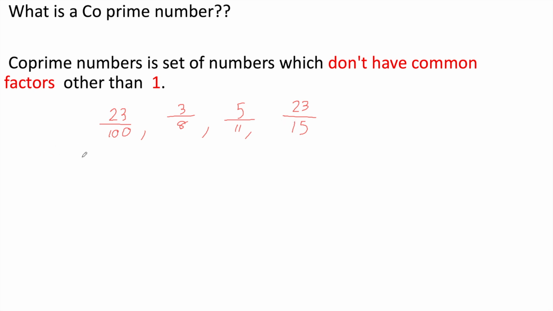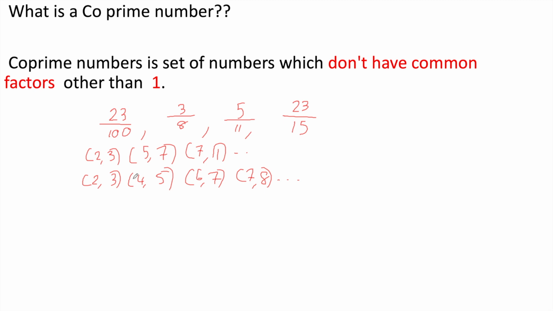And see, any set of prime numbers like 2 3, 5 7, 7 11 will always be coprime numbers, and the consecutive numbers like 2 3, 4 5, 6 7, 7 8, and so on. All the consecutive numbers sets also will be coprime. So we are taking these types of numbers as numerator and denominator.